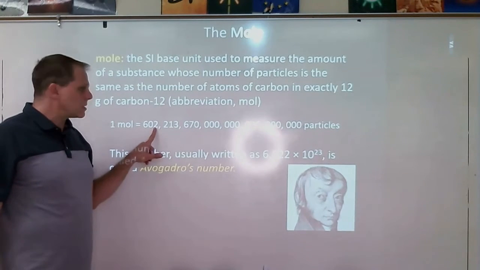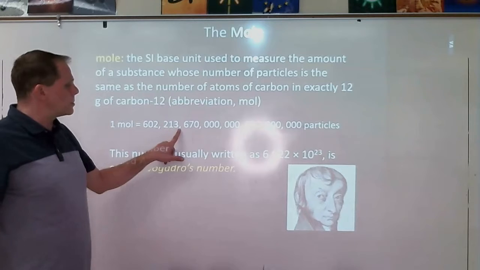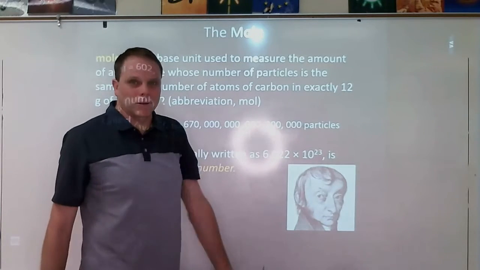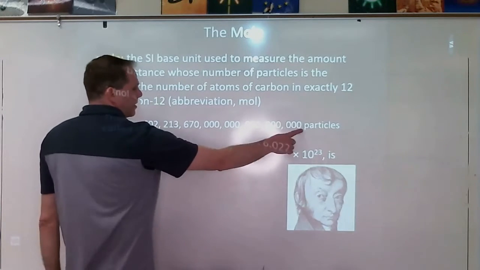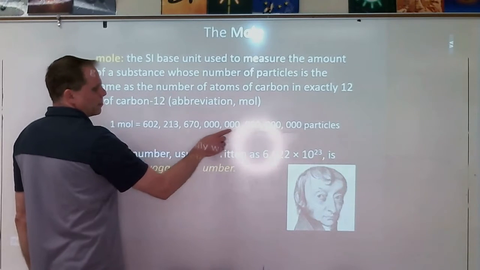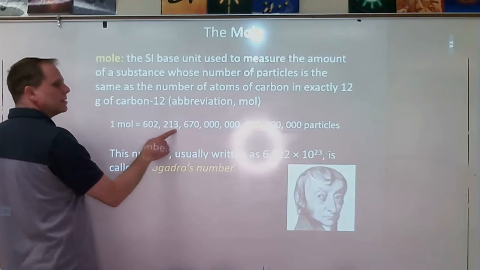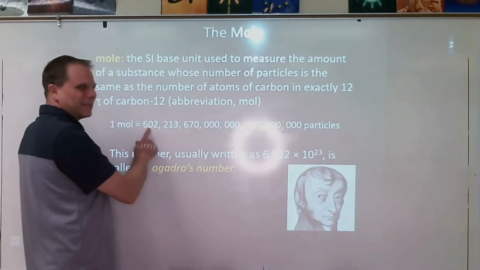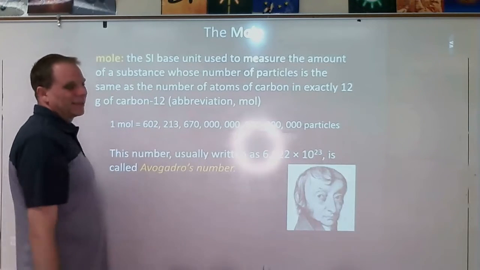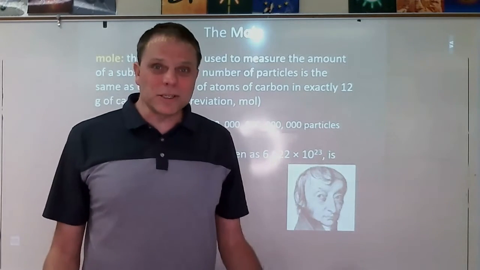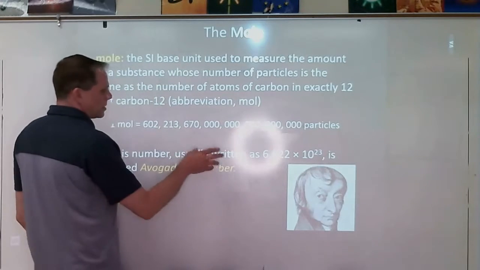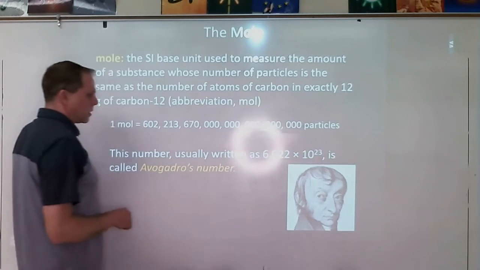602 sextillion, 213 heptillion, 670 quadrillion particles, right? That's a lot, right? You're looking here, you're at the millions, the billions, the trillions, quadrillions, pentillions. Did I say pentillion before? I don't think so. Sextillion. Okay, so huge number, but let's make it a little easier to say. Instead of that, let's just go 6.022 times 10 to the 23rd.